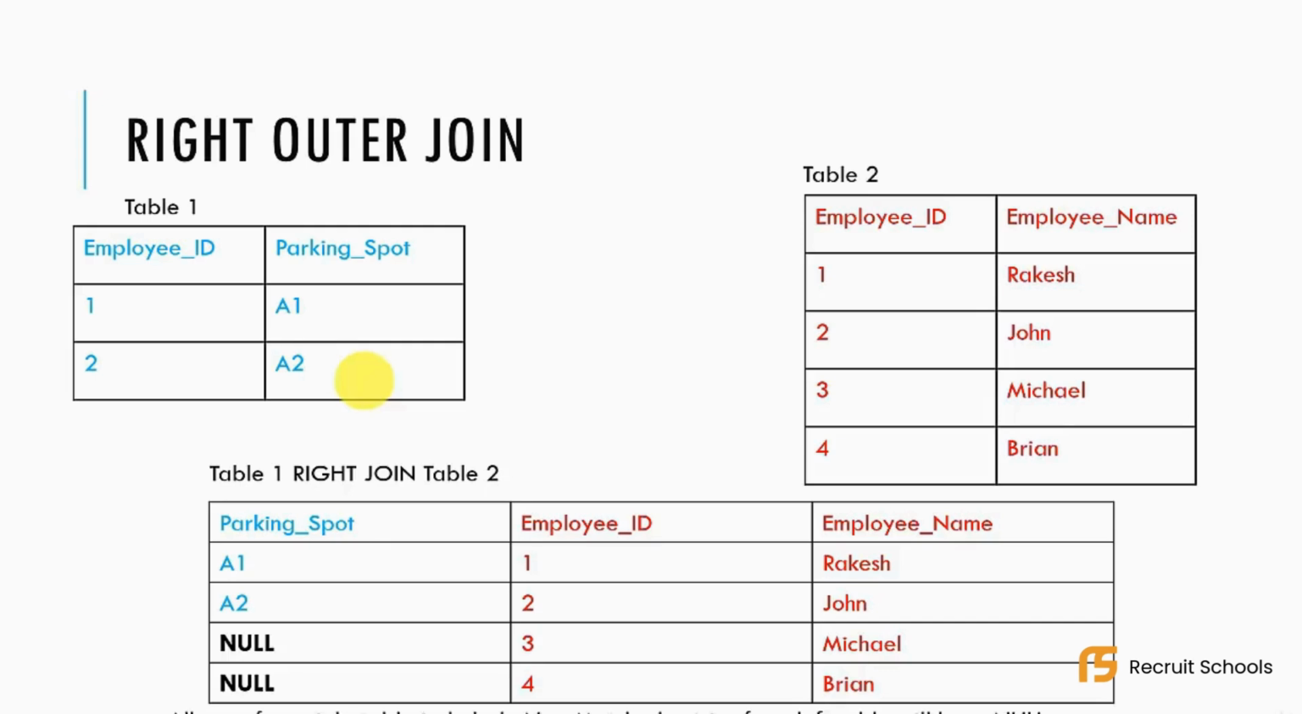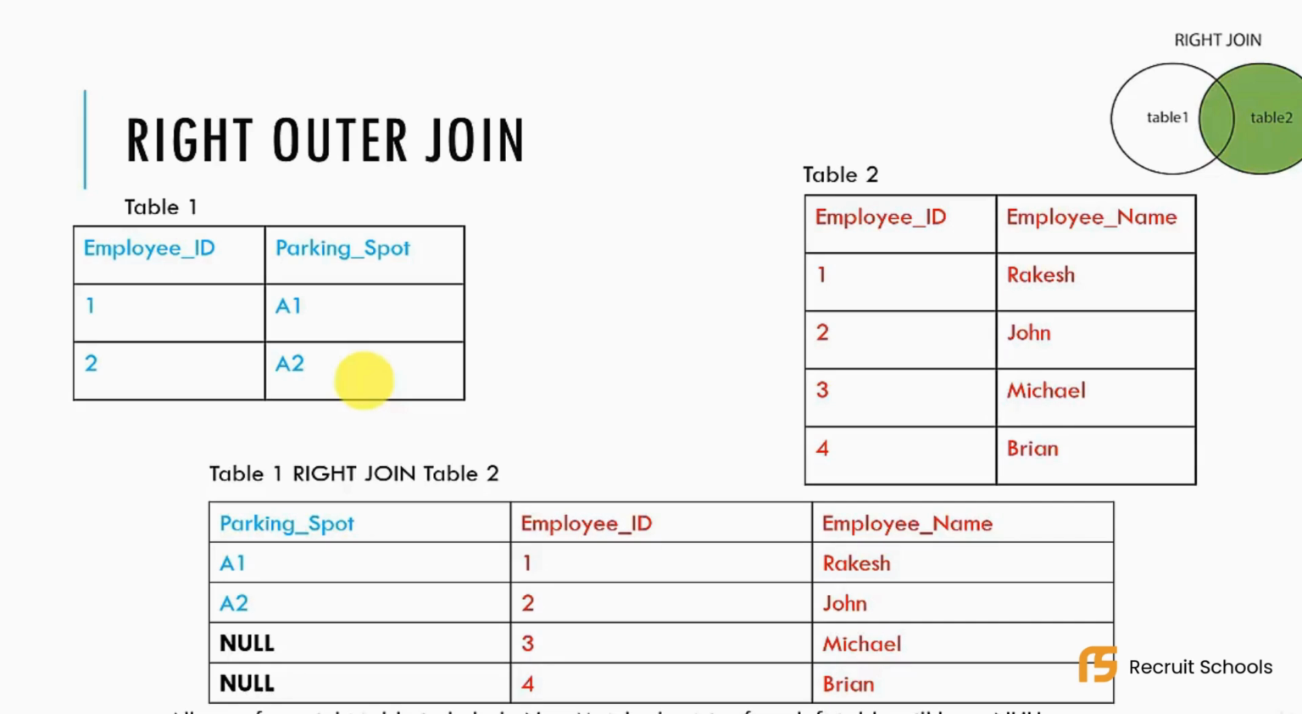So all rows from right table included, non-matched entries from left table will have null. Now, if we look at this visually, you see that everything from table 2 is included plus the common rows, and whatever is left out is substituted as null.